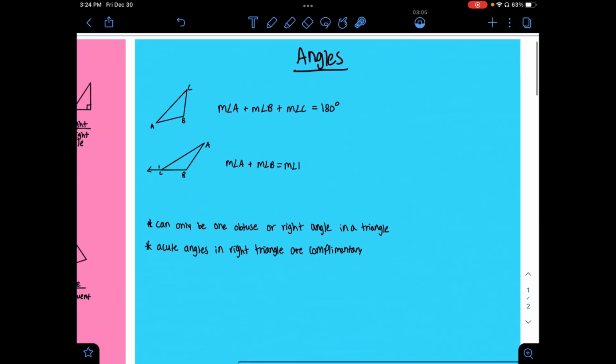Okay, now we're going to talk about the angles. The angles in a triangle have to equal 180. So the measure of angle A, B, and C, if you add them all up, it has to equal 180 in order for it to be a triangle.